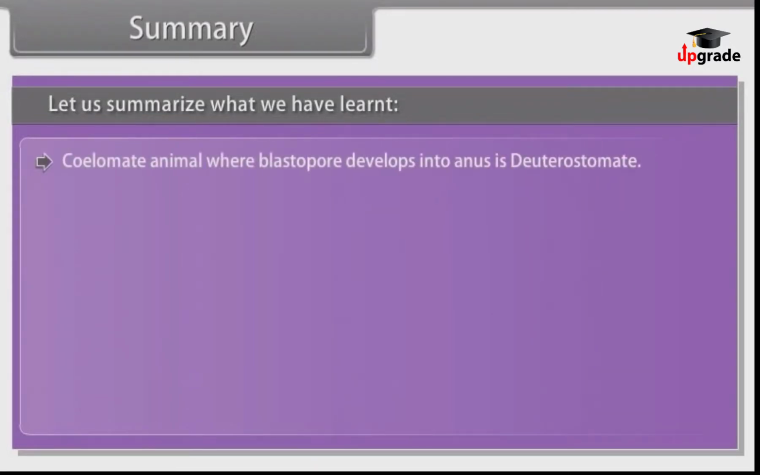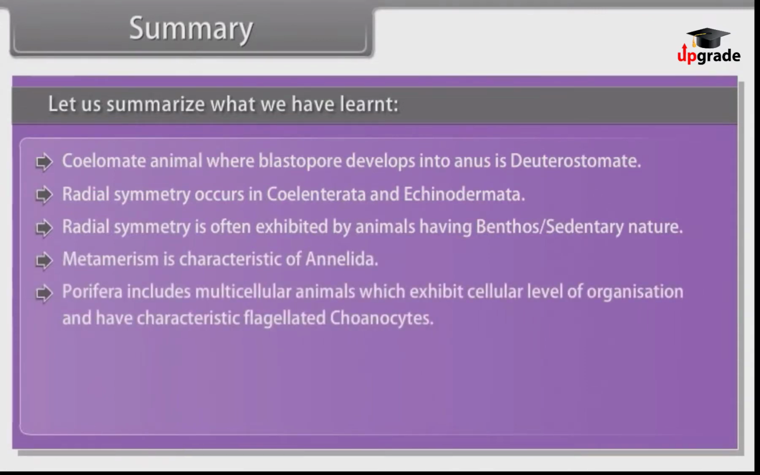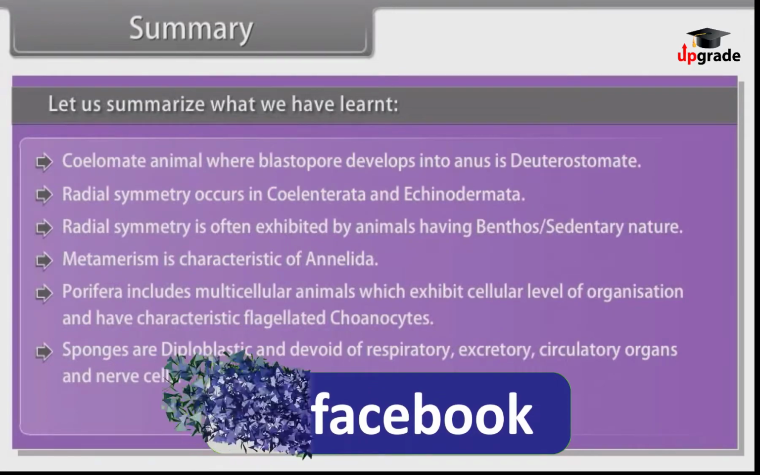Coelomate animal where blastopore develops into anus is deuterostomate. Radial symmetry occurs in Coelenterata and Echinodermata. Radial symmetry is often exhibited by animals having benthos or sedentary nature. Metamerism is characteristic of Annelida. Porifera includes multicellular animals which exhibit cellular level of organization and have characteristic flagellated choanocytes. Sponges are diploblastic and devoid of respiratory, excretory, circulatory organs and nerve cells.